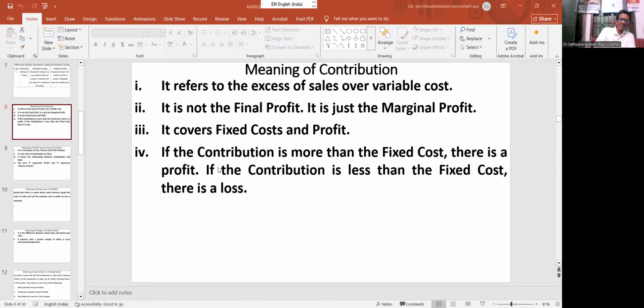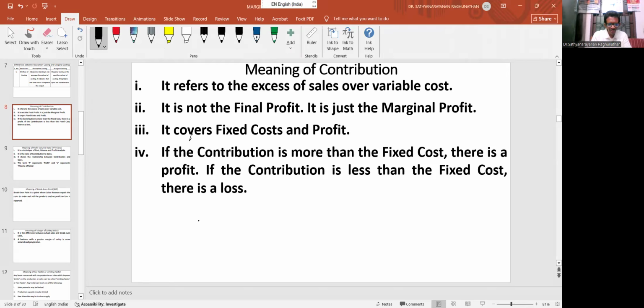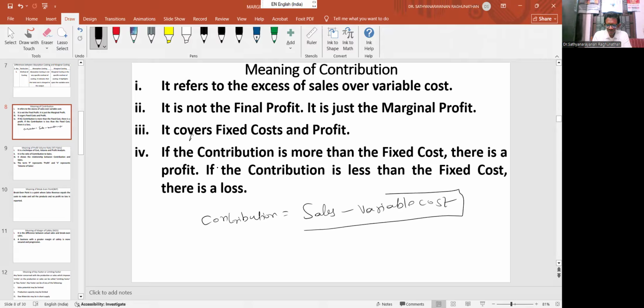Now, let us start with the meaning of contribution. What do you understand by the term contribution? Generally, there is a standard formula for contribution. Contribution is equal to sales minus variable cost.